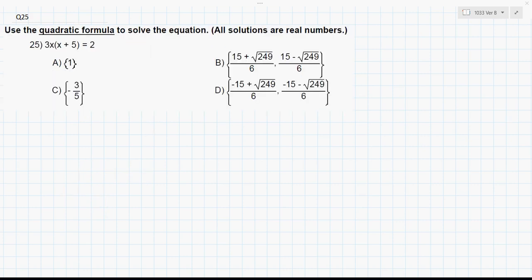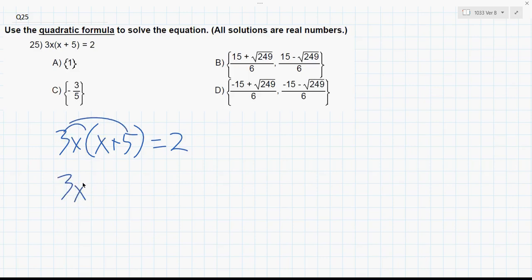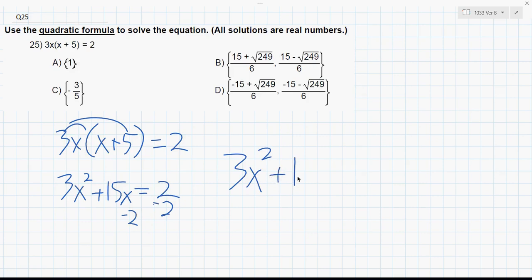Use the quadratic formula to solve the equation. All solutions are real numbers, so the first thing we have to do is put it into its quadratic, or polynomial, form. So we'll go 3x times x plus 5 equals 2. We're going to distribute the first part, which is going to give us 3x squared plus 15x equals 2. Subtract 2 from both sides, so then we'll get 3x squared plus 15x minus 2, and then we'll plug this into the quadratic formula.